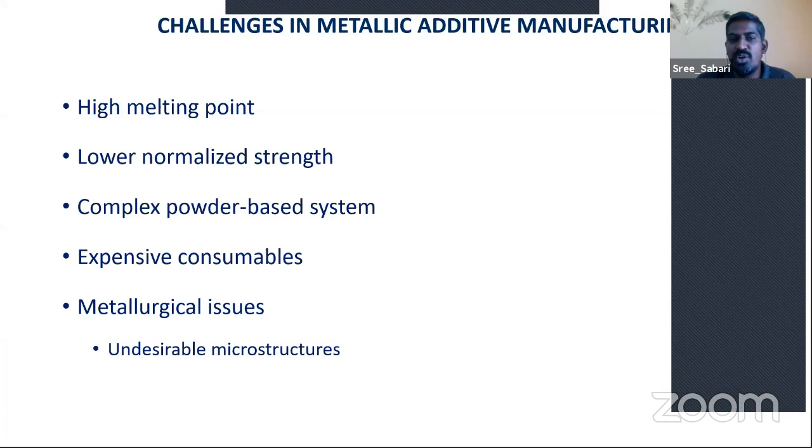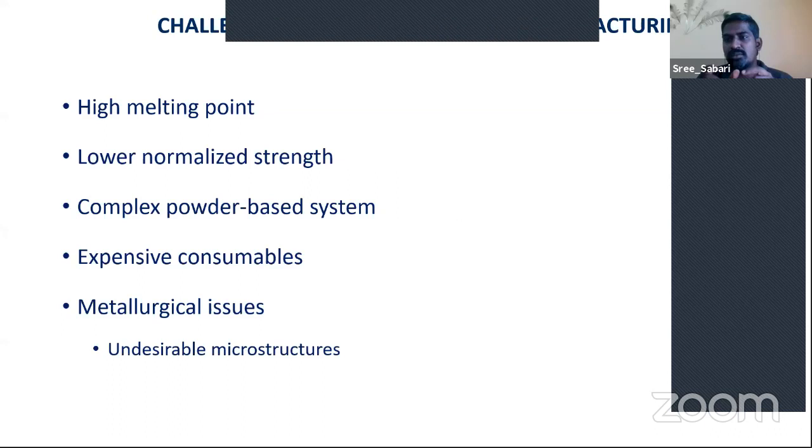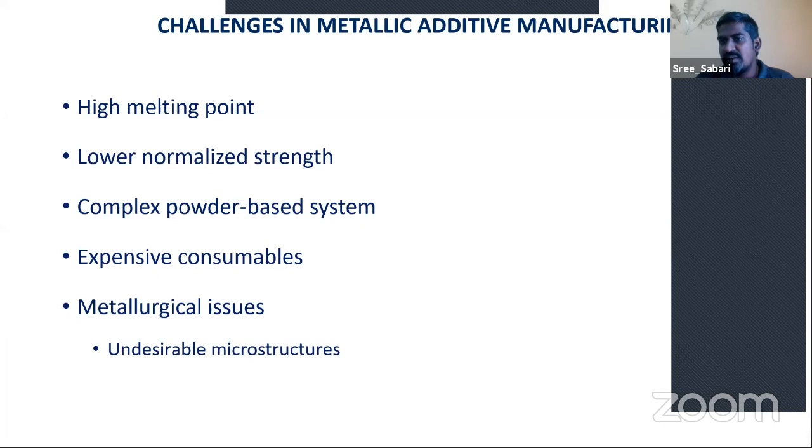The second one is lower normalized strength. We can approach this in two ways. The first is, for example, when your component has dissimilar materials. For example, there is a T component, so there are two parts, web and flange. The web is made of aluminium and the flange is made of steel. There should be a good normalized strength with respect to the base material strength. But when we go for metallic additive manufacturing processes, you cannot get the base material strength in the 3D manufactured product.